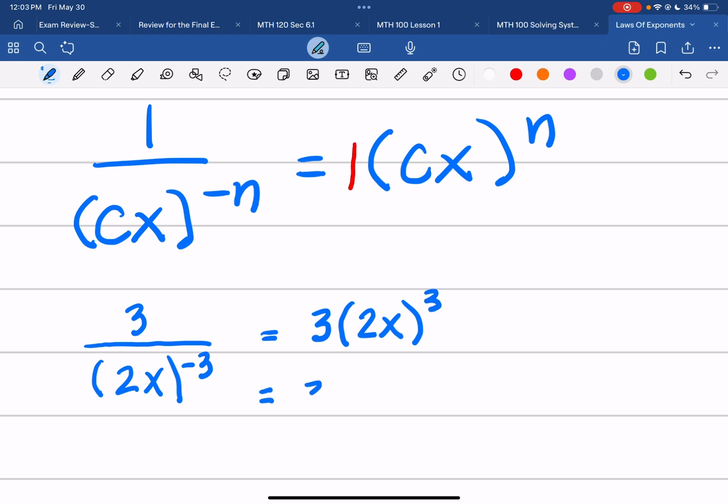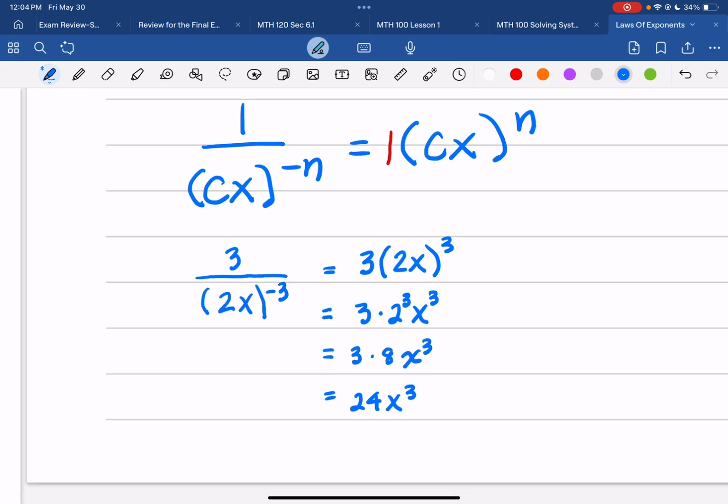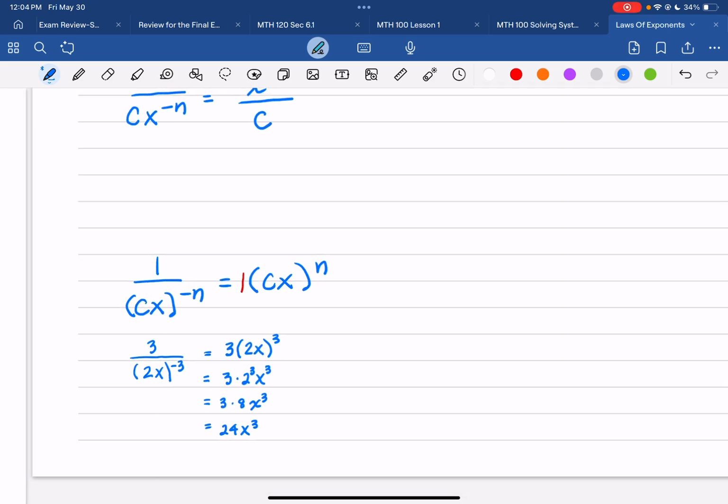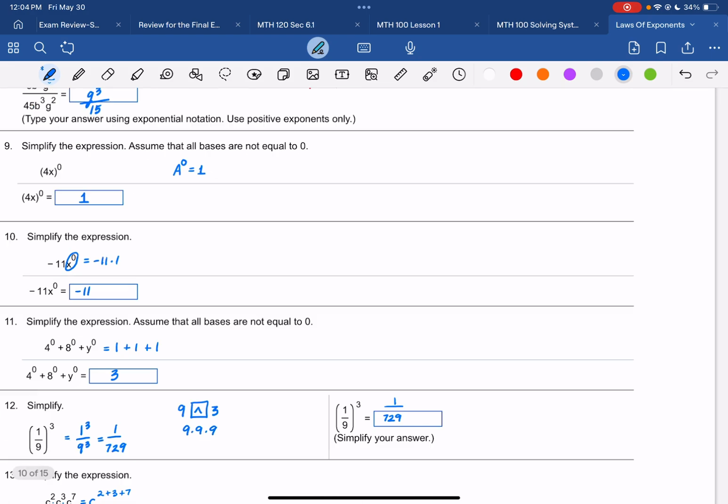Then you would have to apply the other rule for product to a power, 2 to the third, x to the third, and then you could simplify from there. 3 times 8 x to the third is 24 x to the third. But the most important thing here is to take a look at what is actually moving from your denominator to the numerator or numerator to denominator. Only the thing that the negative exponent applies to, only the base the negative exponent applies to is going to move. All right, let's do some examples.